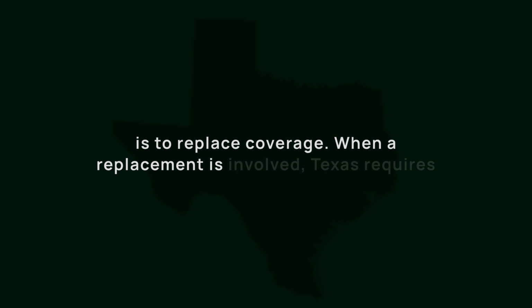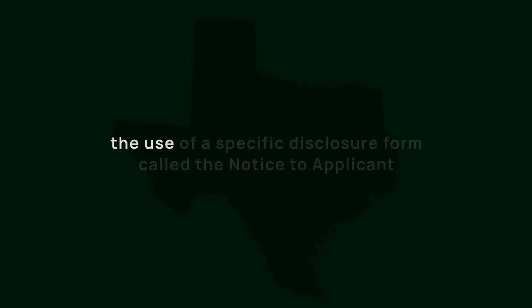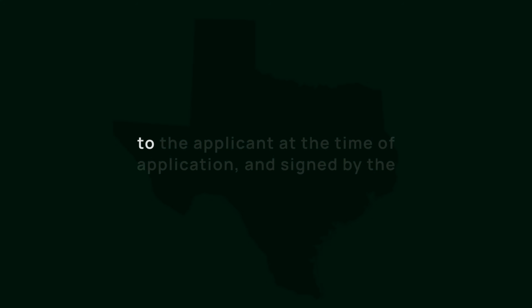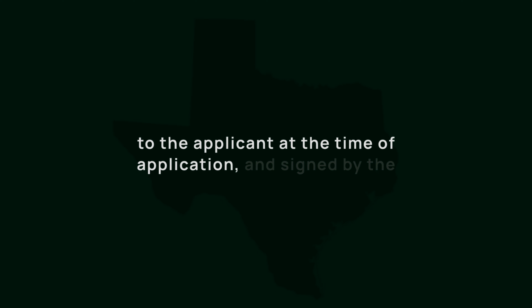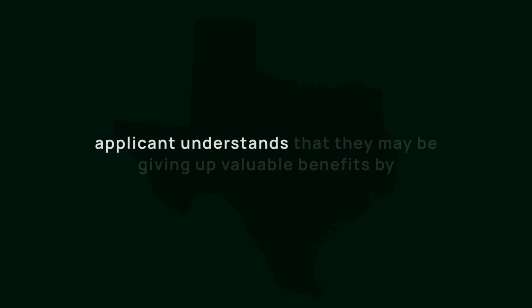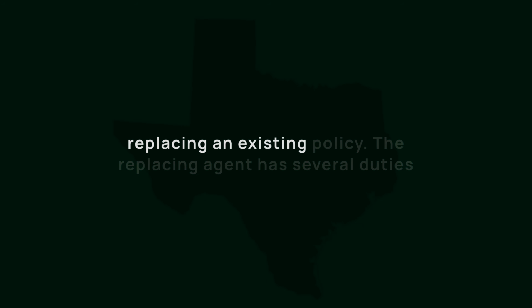When a replacement is involved, Texas requires the use of a specific disclosure form called the Notice to Applicant regarding replacement of life insurance. This notice must be provided to the applicant at the time of application and signed by the applicant and the agent. The purpose of this notice is to make sure the applicant understands that they may be giving up valuable benefits by replacing an existing policy.